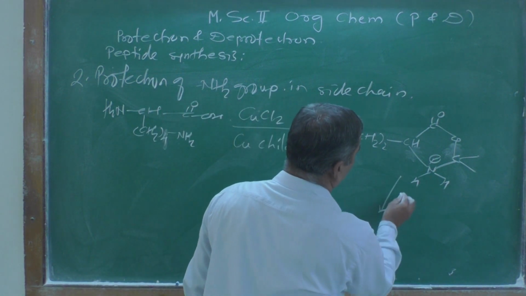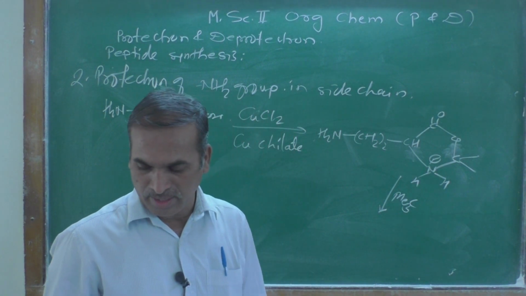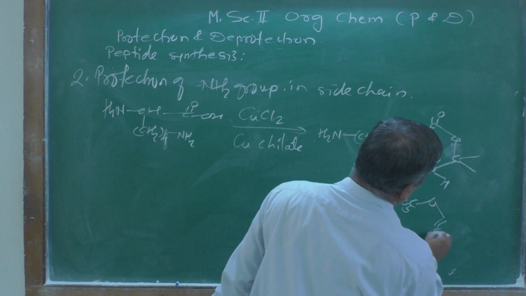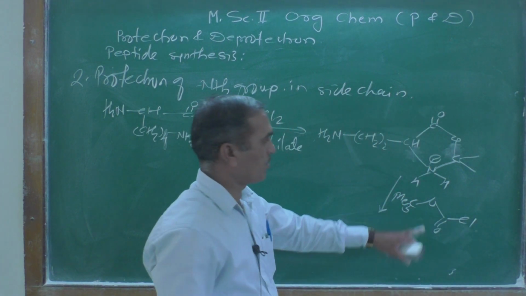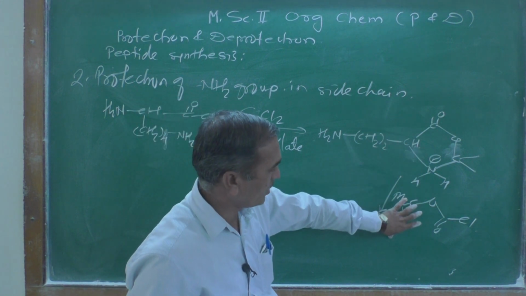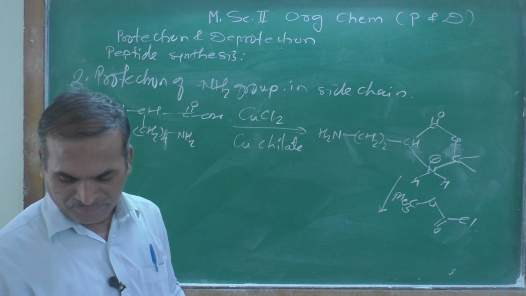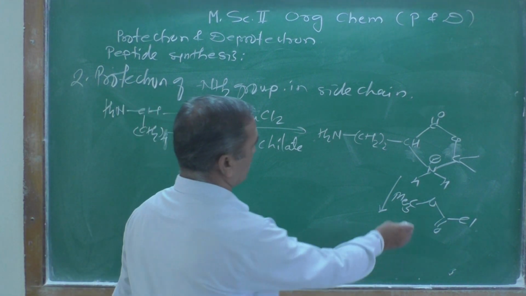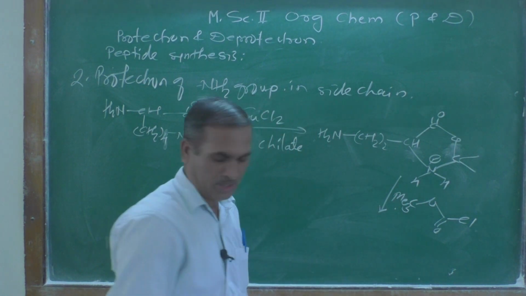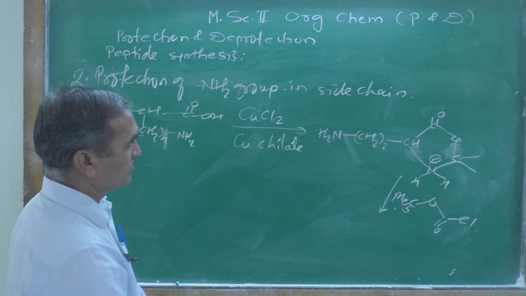Me3C, C double bond OCl, this type of group. When this complex is treated with this, because this is used as a protection for the H2N group, what do you get over here?